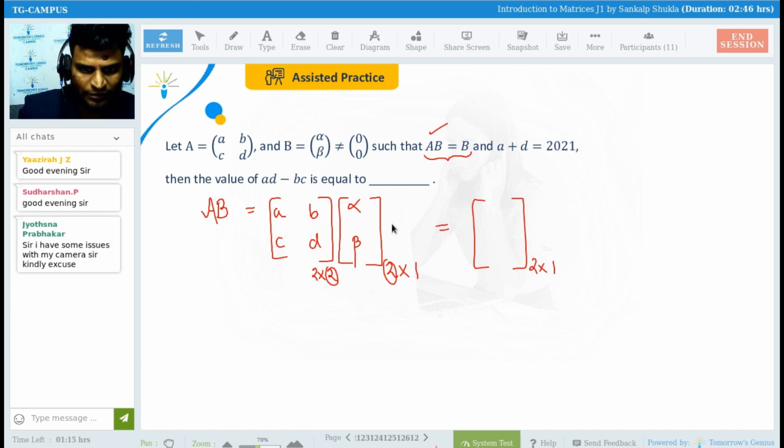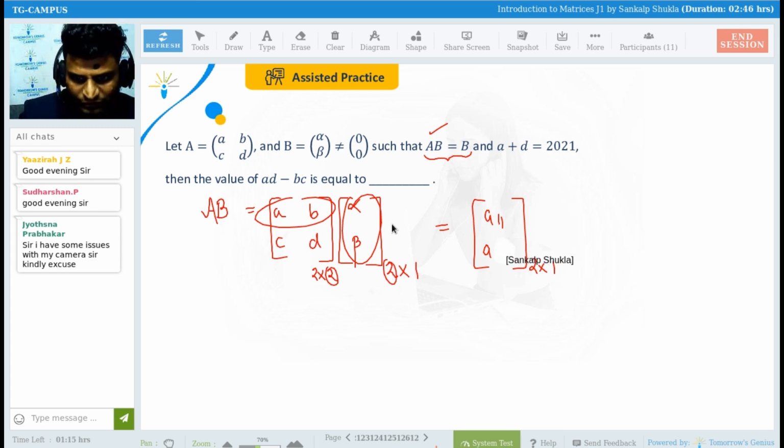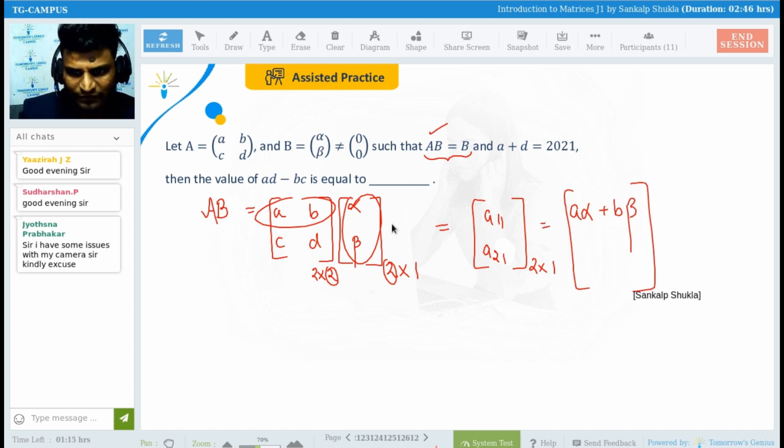So this will be A11 and this will be A21. A11 will be first row and first column. So A into alpha, that is A alpha, and B beta. This will be the A11. And what will be A21? So C alpha plus D beta.